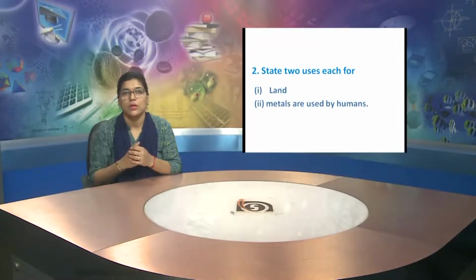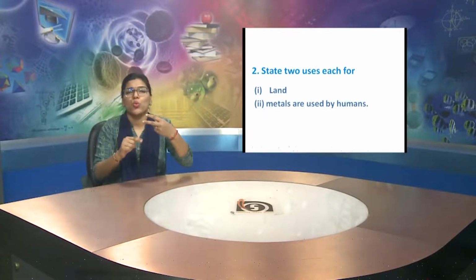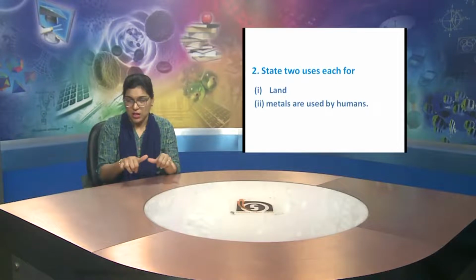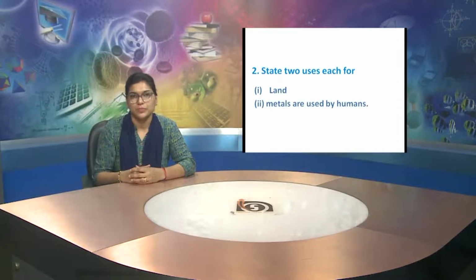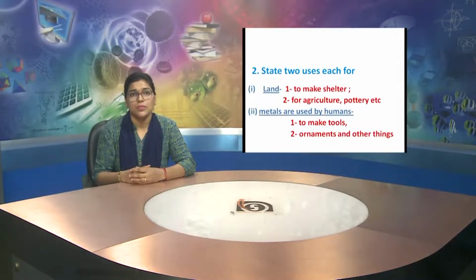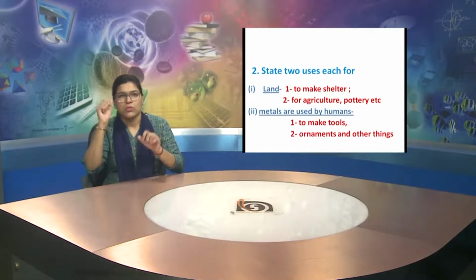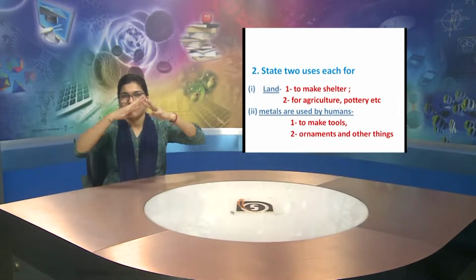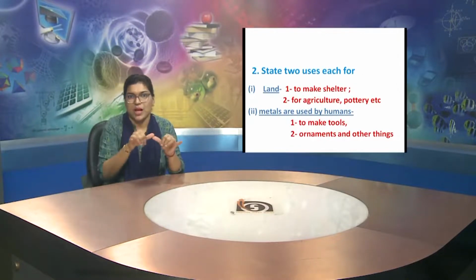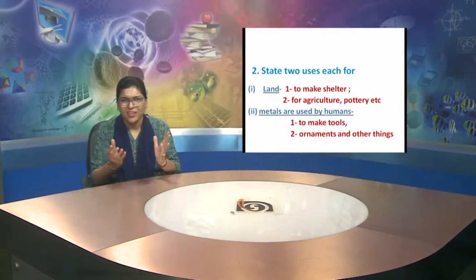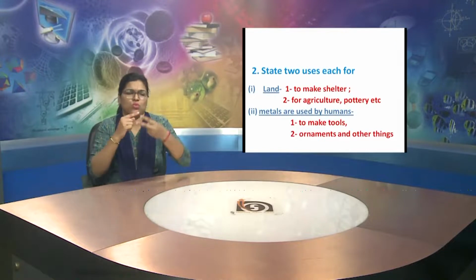Question 2. You have to state 2 uses each for the land and for the metals which are used by humans. The 2 uses for the land: first, humans started making shelter, and second, humans used land for agriculture, for pottery, etc. So many works.